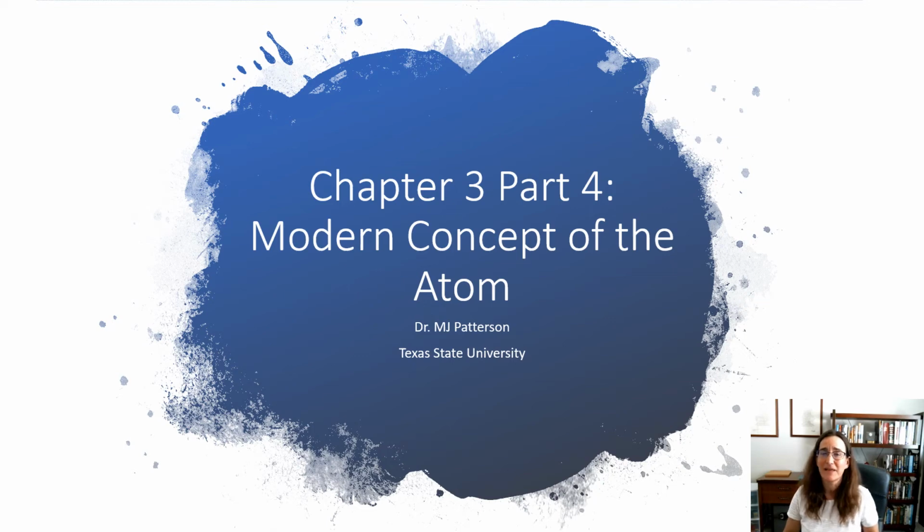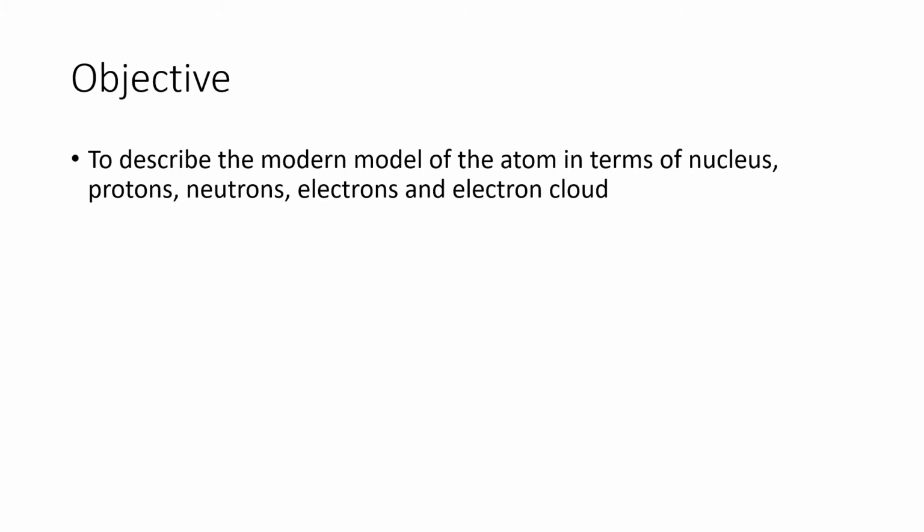Hi, Bobcats. By now, you're figuring out that our story of the atom is one that has changed over time. So we're going to fast forward to where we are today in our story. Our objective is to describe our modern model of the atom in terms of the nucleus, the protons, neutrons, electrons, and the electron cloud.